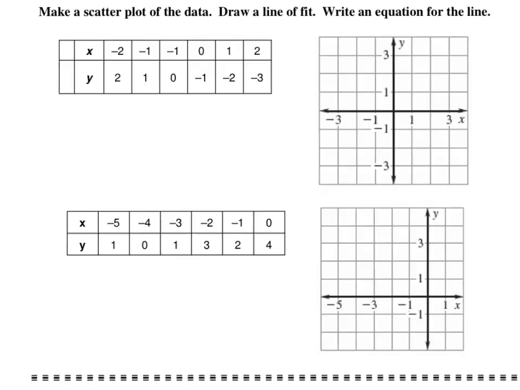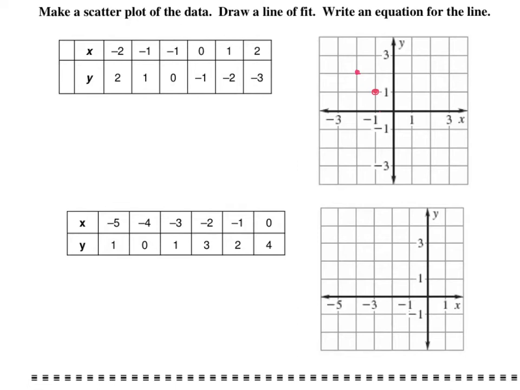Alright, so it says make a scatter plot of the data, draw a line of fit, and write an equation for the line. Alright, so first thing I need to do is plot these points on the graph. So we're going to take the xy values and plot them. My first one I have -2 and 2. So for the x we go back 2 and then up 2. So I'm going to put a point here. And then we have -1 x and then 1 for the y, so -1, 1 is right here.